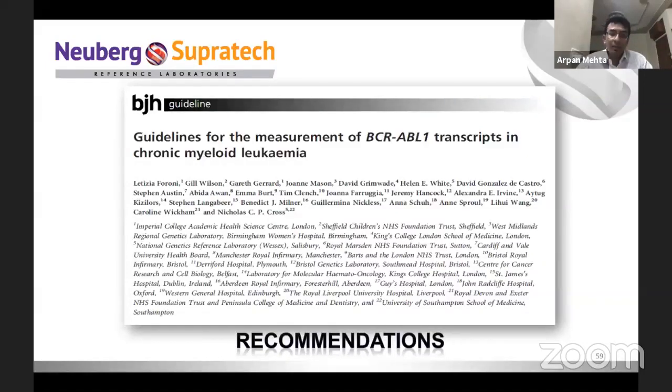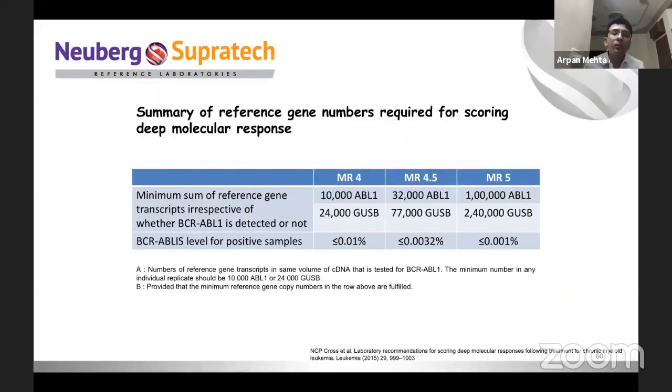These are BJH recommendations. According to the guidelines, there needs to be a minimum number of copies of reference gene transcripts, that is the housekeeping genes or control genes, obtained in the patient to say that this much response has been reached. Suppose we want to call it MR4 when there are undetectable BCR-ABL1 levels, then we need to get at least 10,000 ABL1 copies. If we need to say that it is MR4.5, then we need to document a minimum of 32,000 ABL1 copies. Likewise, 1 lakh for MR5.